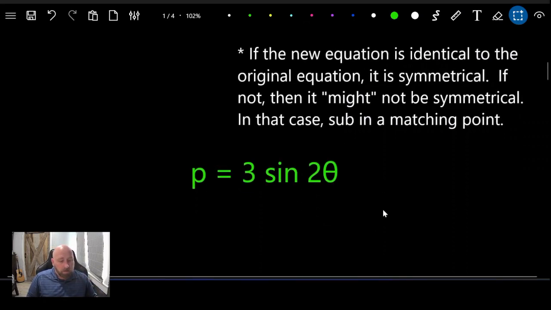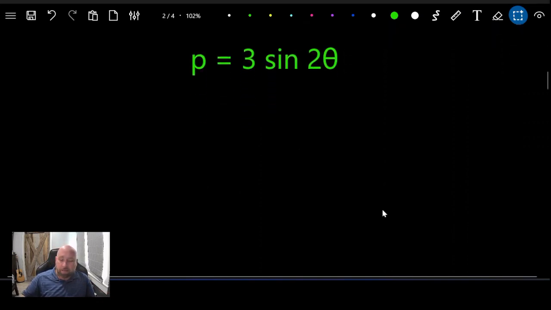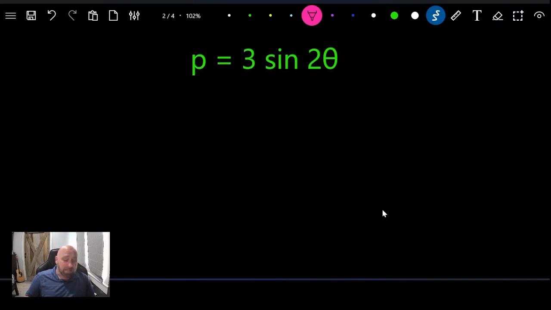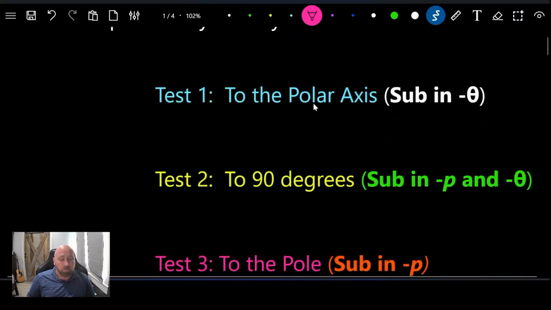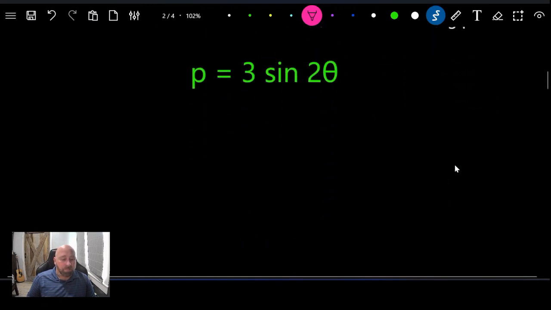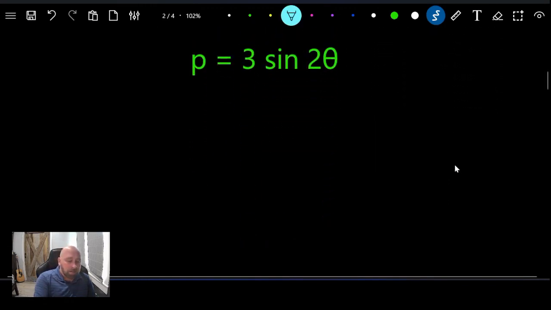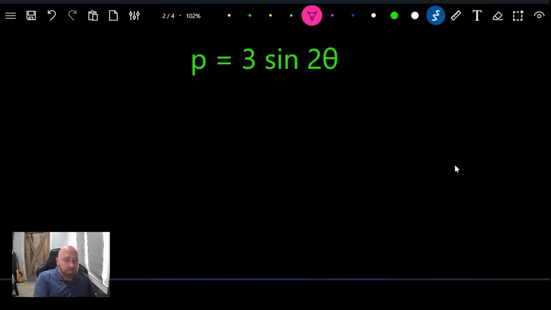Okay, so here we are, and we want to just go ahead and work through this and sub through this. So our first one is we are going to check it for the polar axis. That means we're going to sub in negative theta. So let's come up here and do that. Let's sub in negative theta. So here we go. We have rho equals 3 sine 2 times negative theta.